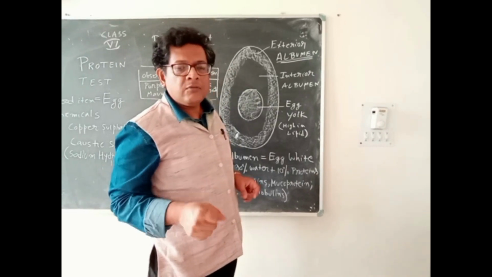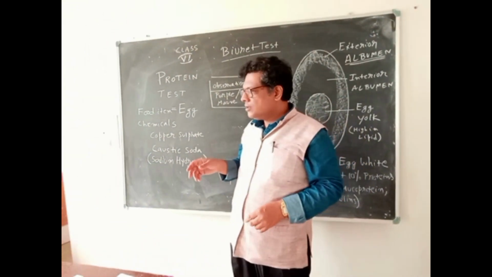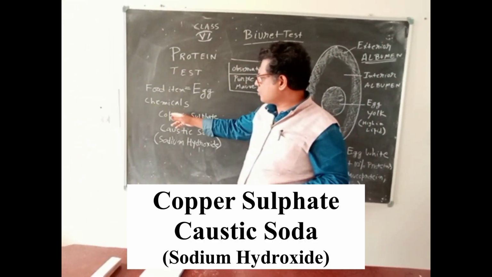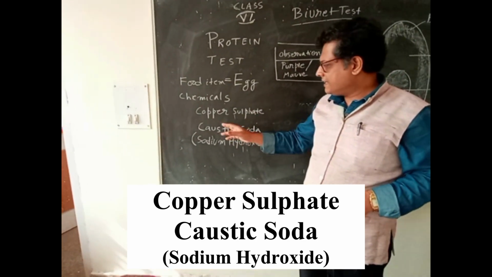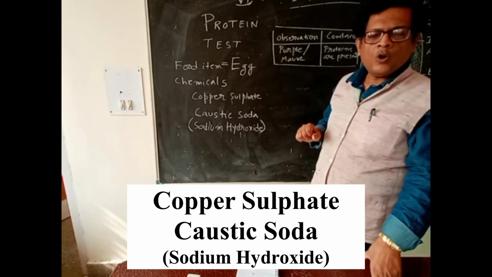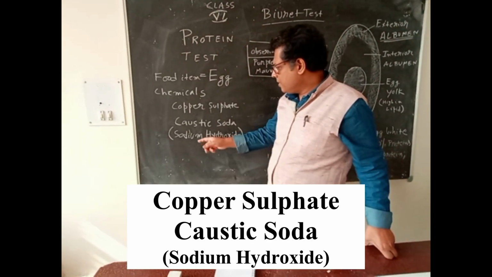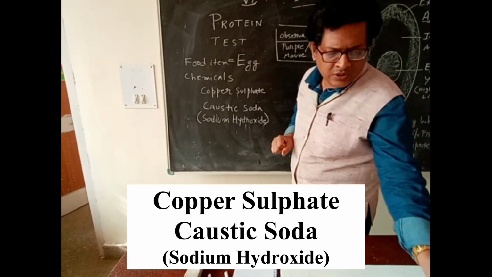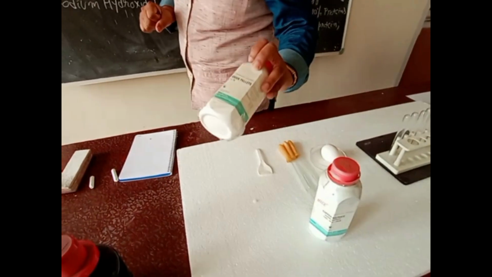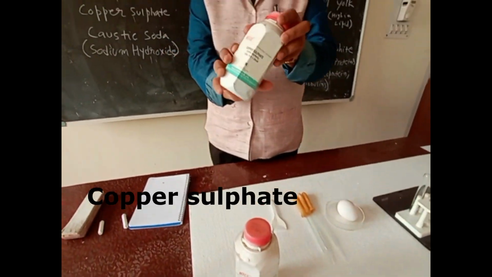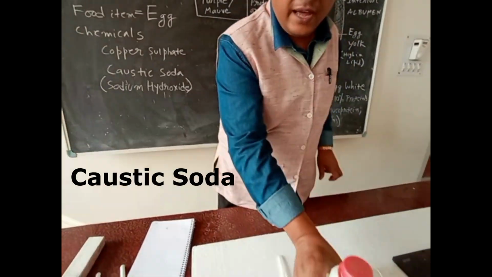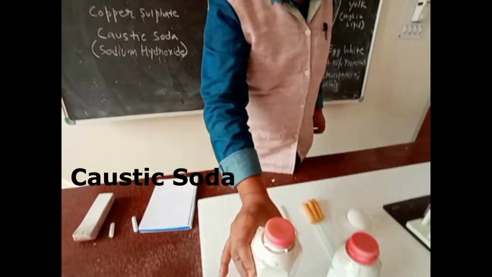Okay. Now how do we test? So we need two chemicals. One is copper sulfate, another is caustic soda. Caustic soda is the common name of sodium hydroxide. So this is the copper sulfate, and this is the caustic soda.